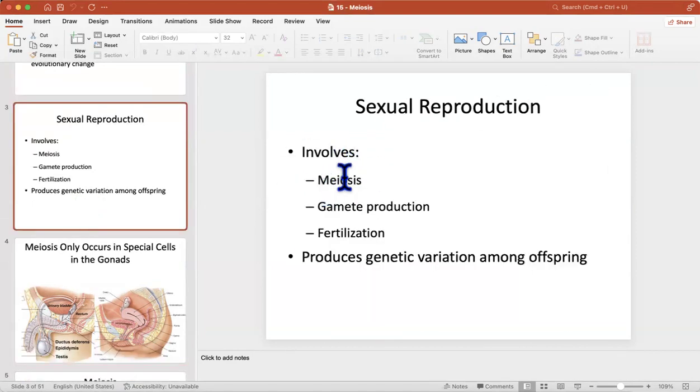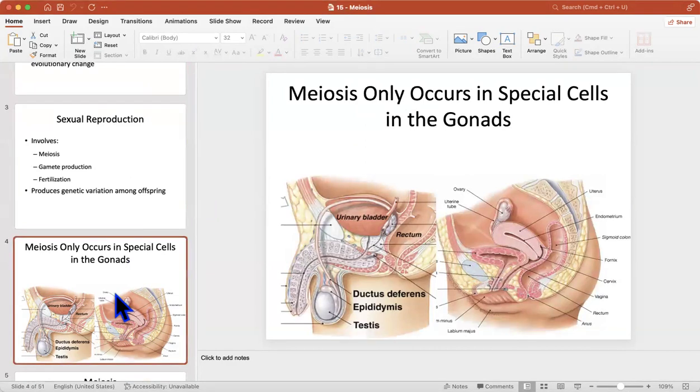So the whole sexual reproduction includes meiosis, then gametes, and then fertilization. We're going to focus on the meiosis part. This process only happens in gonads. Gonads are the sexual organs. For the male, the gonads are the testes, and for the female, the ovaries.